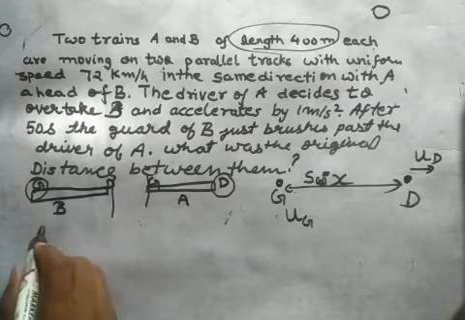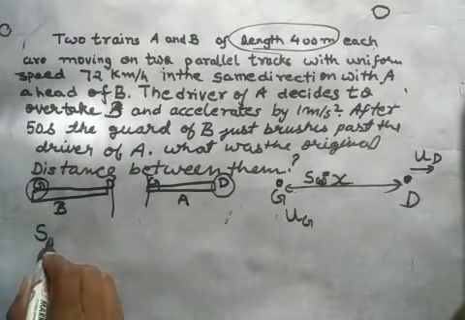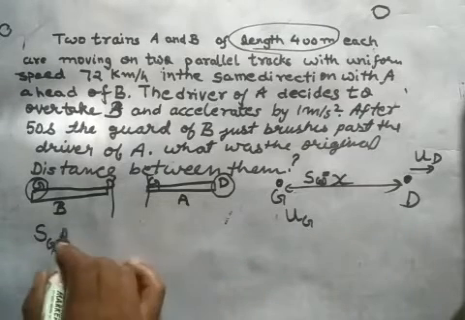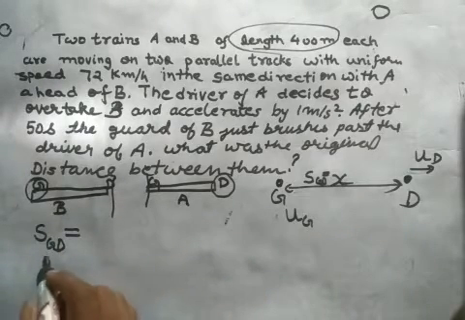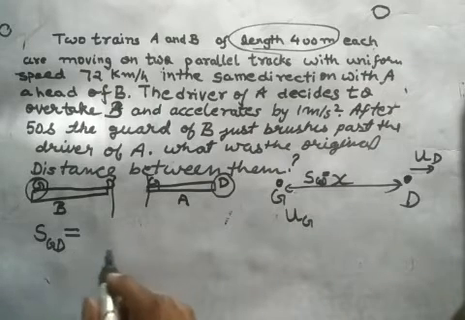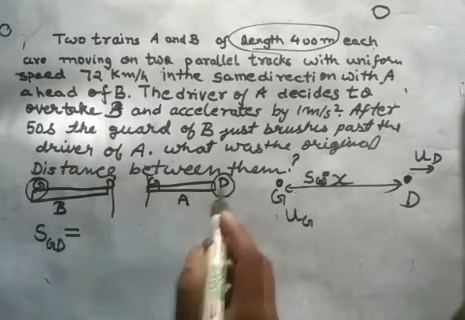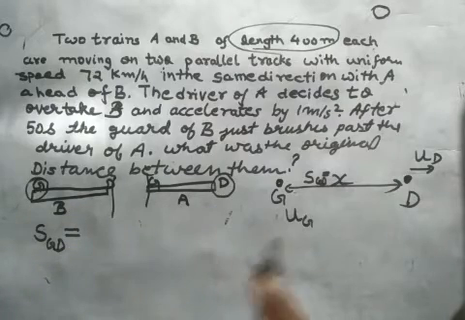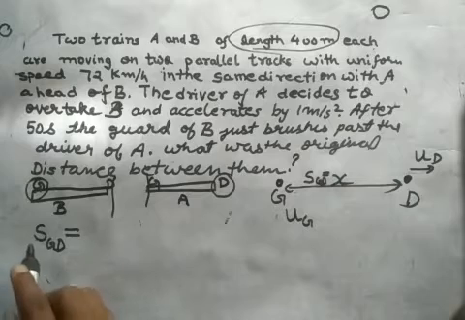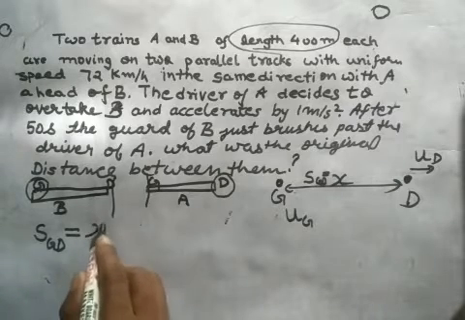Now there are three things. First, relative displacement of guard with respect to driver. Guard of B with respect to driver of A. Just remember that. But as I have just reduced them to single guard and single driver, it is the case of two point objects from my side. So SGD is x.